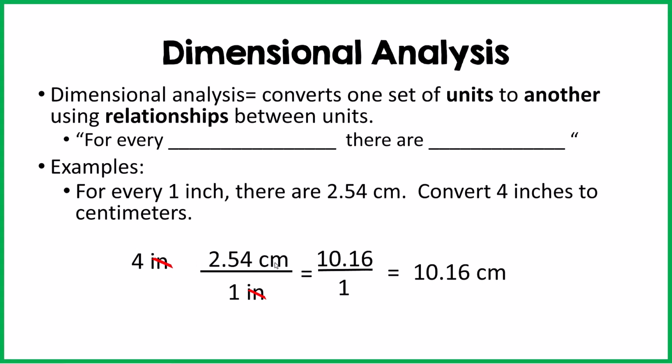We're going to multiply across the top, multiply across the bottom, and divide these numbers. So 10.16 is what we get when we multiply 4 by 2.54. This is an understood 1 times 1 inch gives us 1 on the bottom. Divide 10.16 by 1 and you end up with 10.16, and we know that our units are centimeters because they're the only ones that haven't been canceled out.